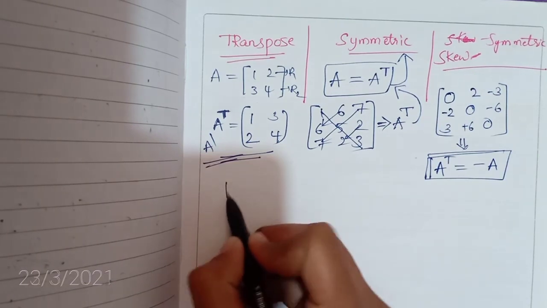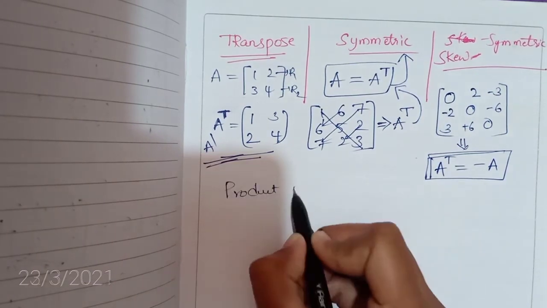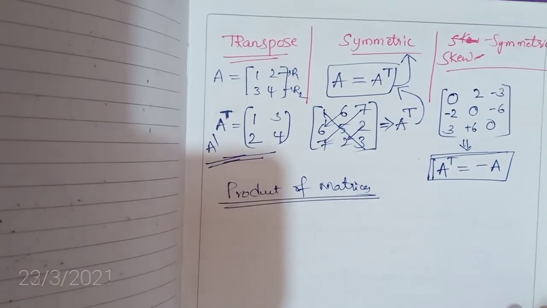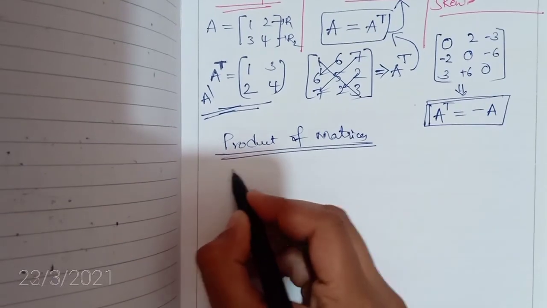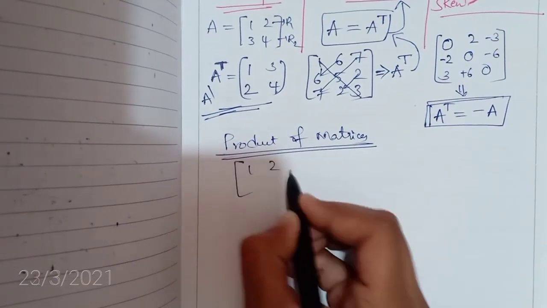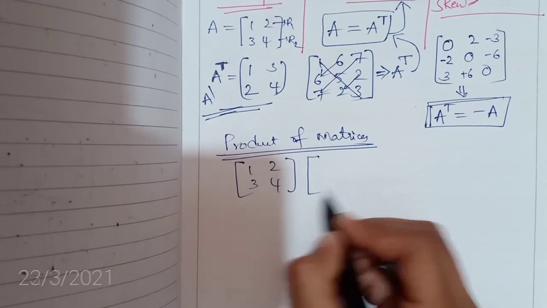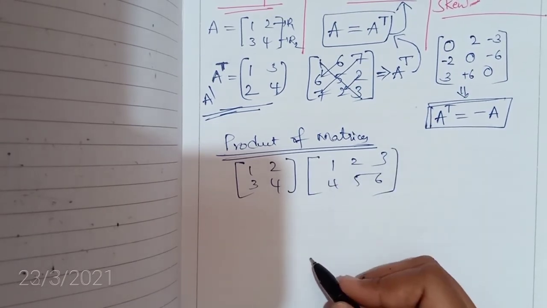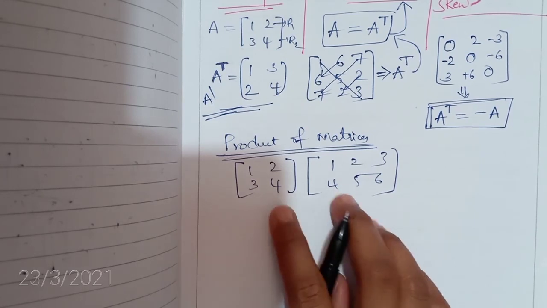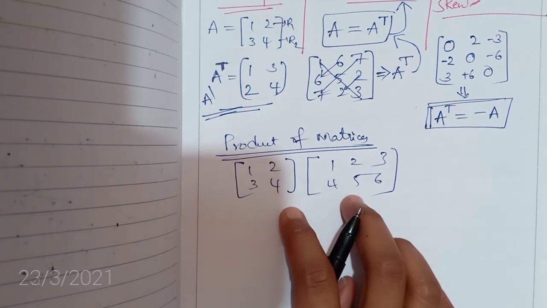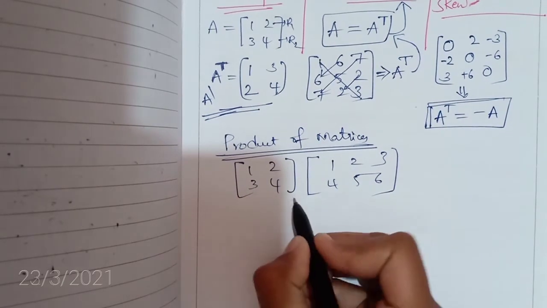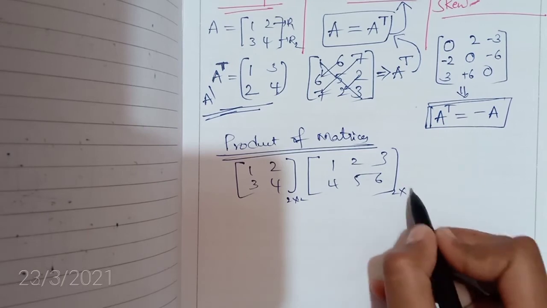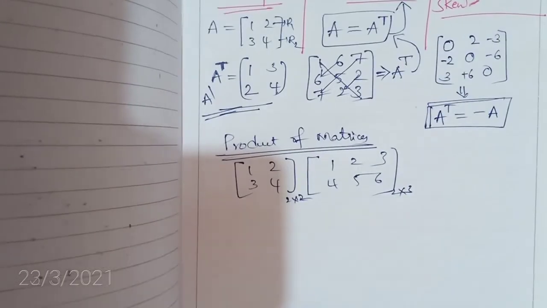Fine, then let's end up with one last concept, that is product of matrices. How do you multiply two matrices is also a very important concept. See, suppose I take the matrix 1 2, 3 4 and have one more matrix 1 2 3, 4 5 6. For addition I said that the order must be same. Then for multiplication, here it is 2 cross 2 and here 2 cross 3.